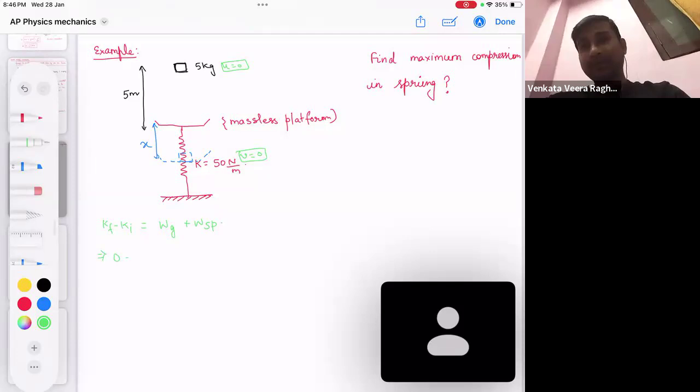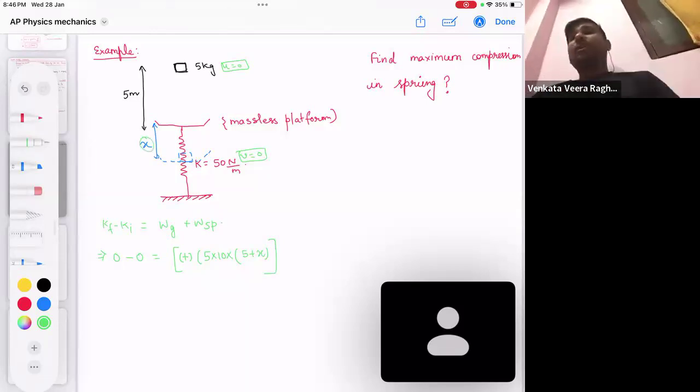Let's write the values. Final minus initial, 0. What is the work done by gravity? Is it positive or negative? Positive will come. How much will it be? m g into the height, which is 5 plus x. That is the one mistake we make. We forget to write this part, the work done by gravity.